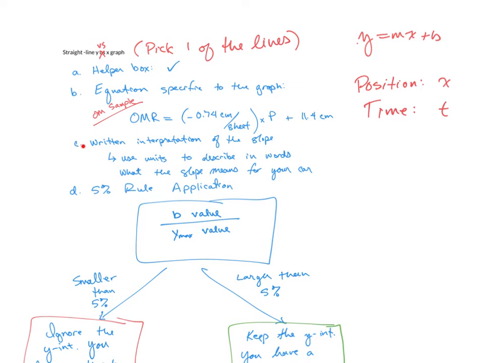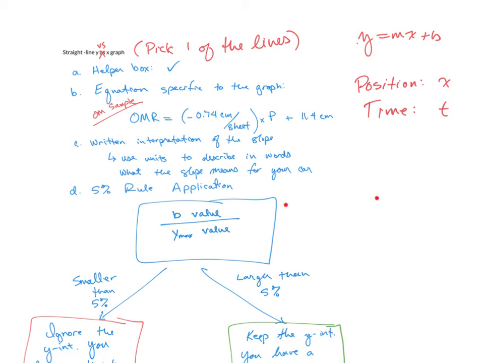The third asks you to describe the slope. It's really helpful if you use units. So for example, in the optical micrometer, you would have said the optical micrometer reading decreases by 0.74 centimeters every time one sheet is added. That would be an example of how to describe the slope using words.